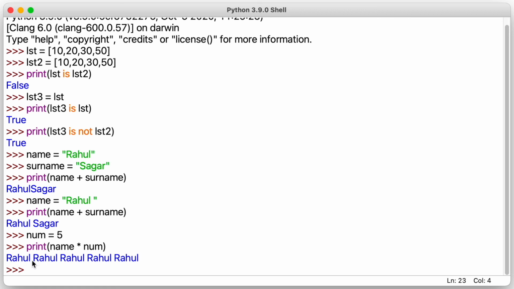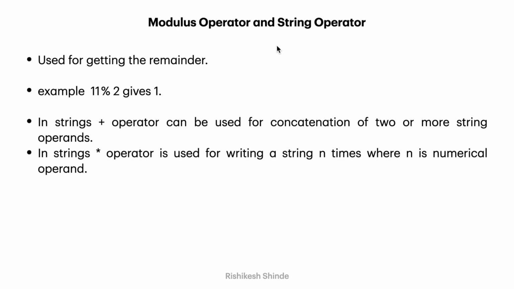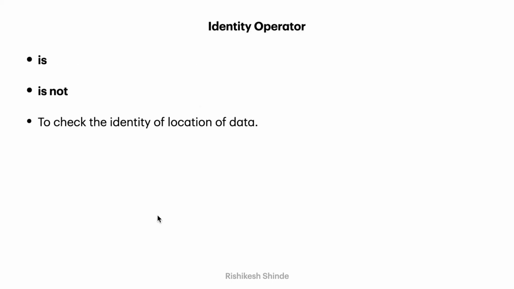And you can also see that the space is added, because in this particular line we had given some space after Rahul, so that is not a default space. So this is how the plus and multiplication operators in string work. So here are some string operators. We saw modulo operator, and we also saw identity operator.